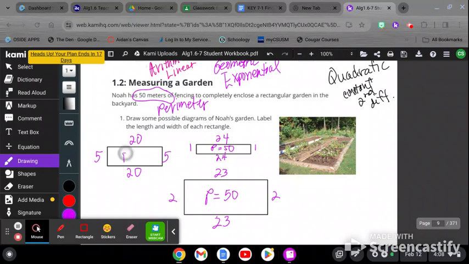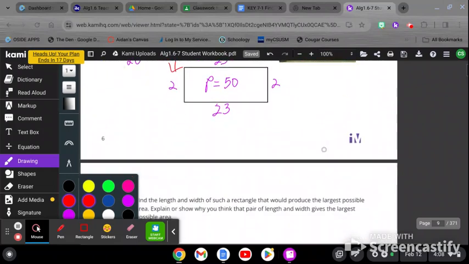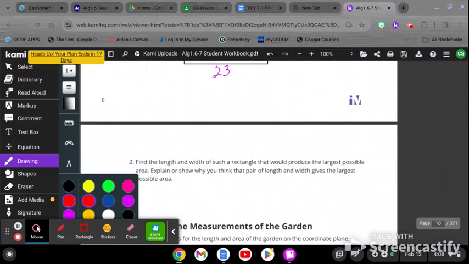Okay, well, did you notice a quick way to do this pattern? Every time this went up by 1, what did I have to do to the other length? I had to subtract 1. So we could probably think of all the possible combinations now that would work, but in particular, we want to find the length and width that would produce the largest possible area.